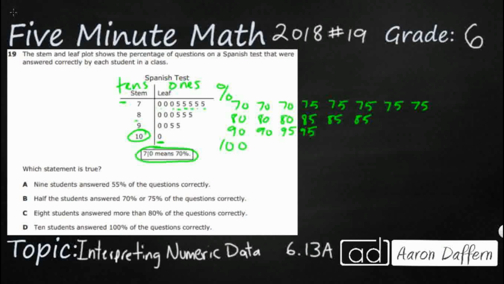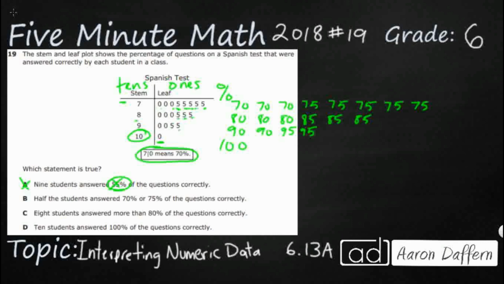Let's take a look at our answer selections here. A: 9 students answered 55% of the questions correctly. Well, 9 students, but 55 doesn't even show up. So where in the world are we getting this 55 from? I've got 1, 2, 3, 4, 5, 6, 7, 8, 9, 10 5s. So perhaps someone might choose this answer simply because they see a whole bunch of 5s. But there is no 55. The lowest score is 70.